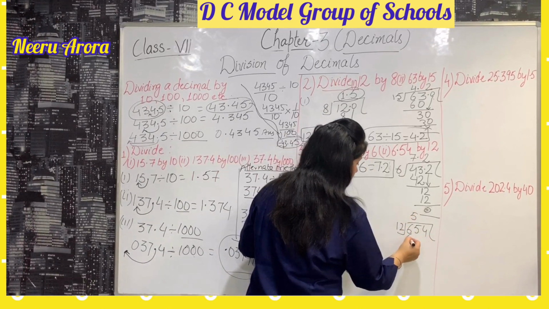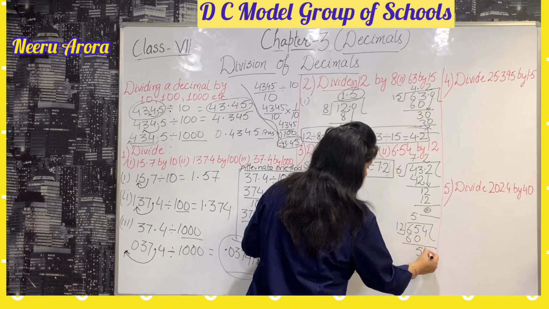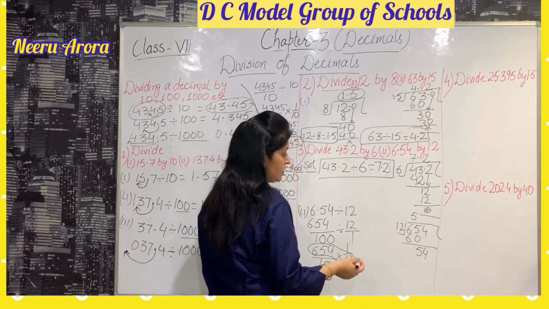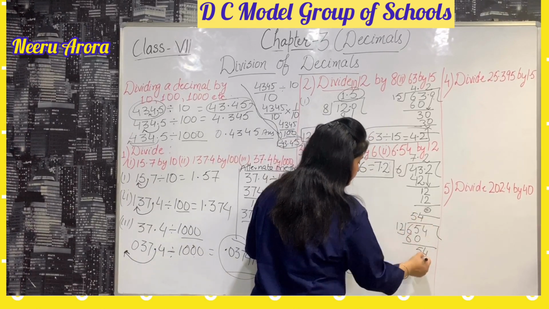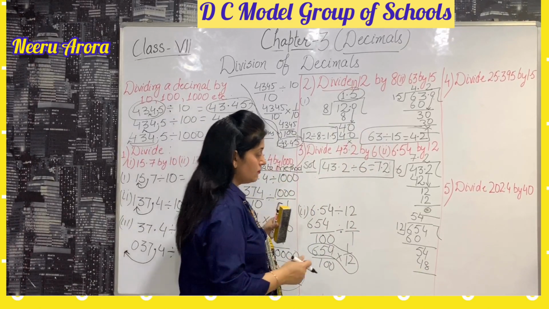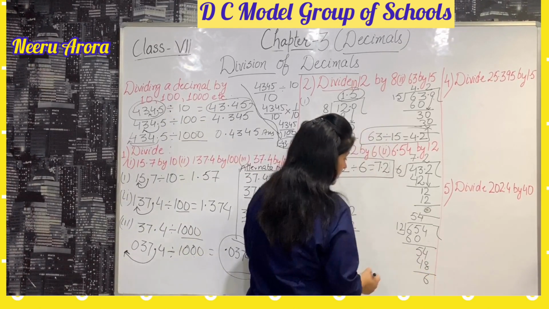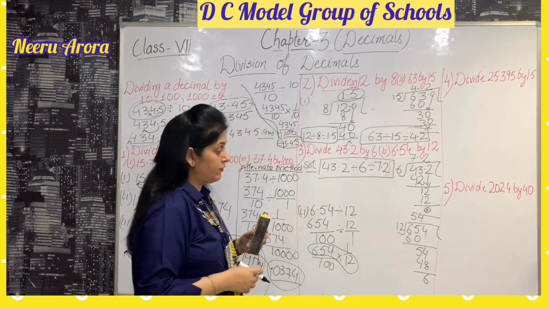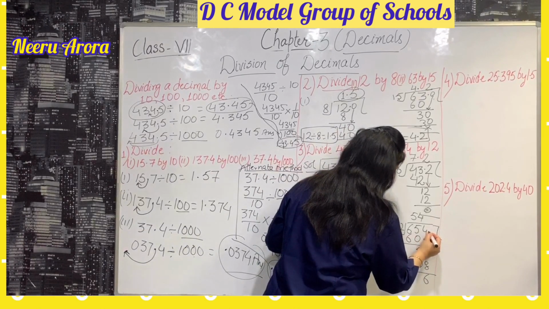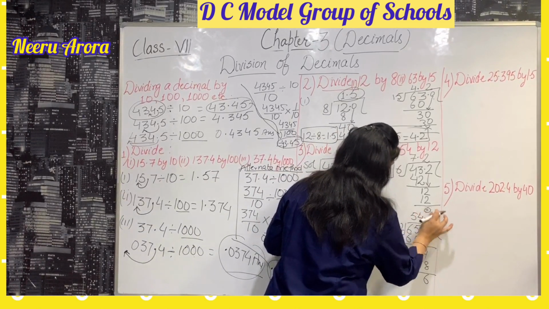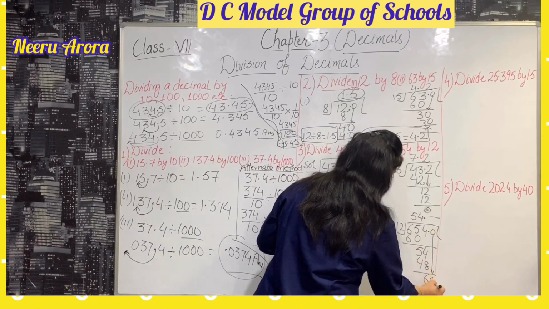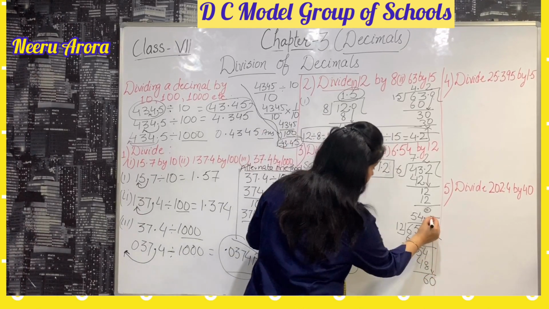12 5s are 60. So what comes here? 54. So 12 5s are 60, it means it will go on 4. 12 4s are 48. So now we again have remainder 6. But we want to do it further. So what we will do? We will just put a decimal here and a decimal in the quotient. And after the decimal we will take 0 and that 0 comes down. Now 12 5s are 60.